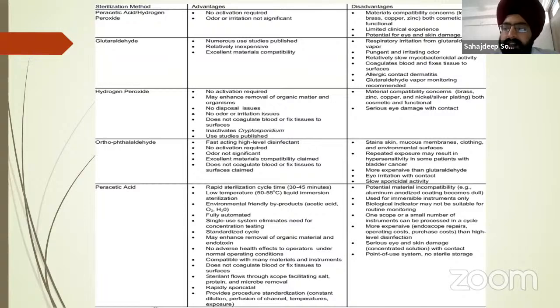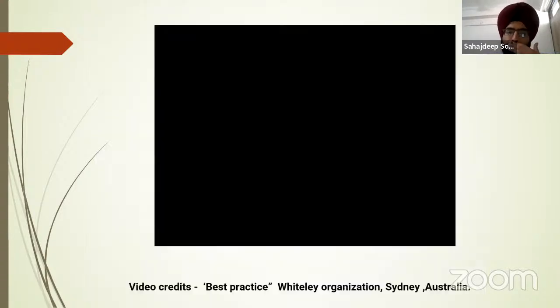Last is peracetic acid. It has a rapid cycle time if used in an automated machine, like 30 to 45-minute cycles are there. It can be used at low temperature liquid immersion. There are no adverse health effects to the operator, and it is rapidly sporocidal. Again, the disadvantages are that a biological indicator may not be suitable for peracetic acids, and it is very expensive, and it can cause serious eye and skin damage.